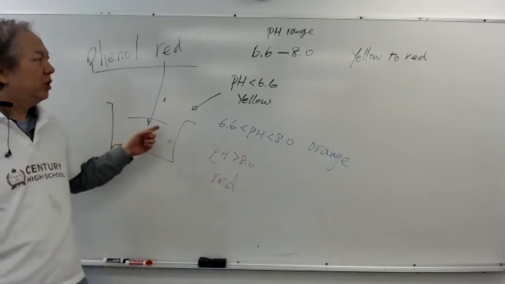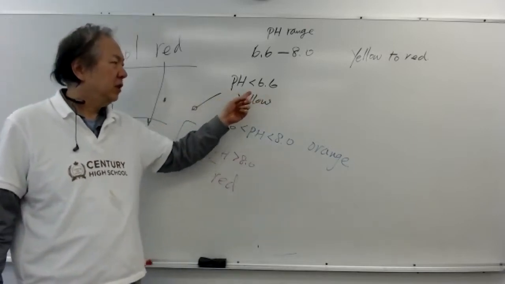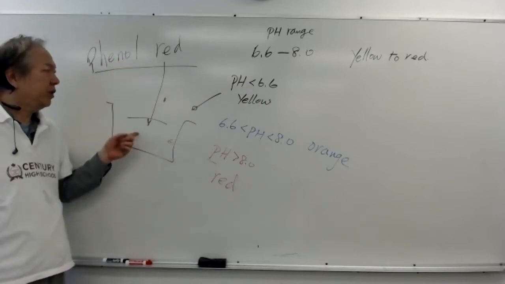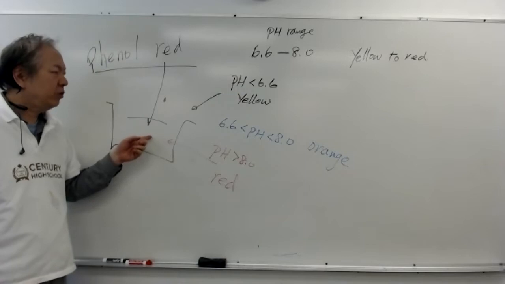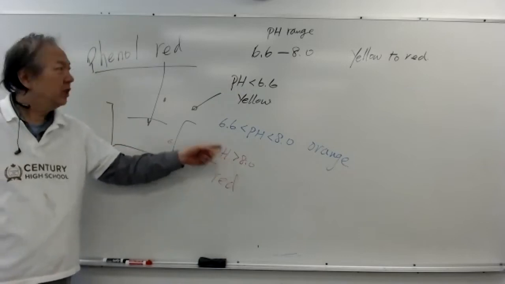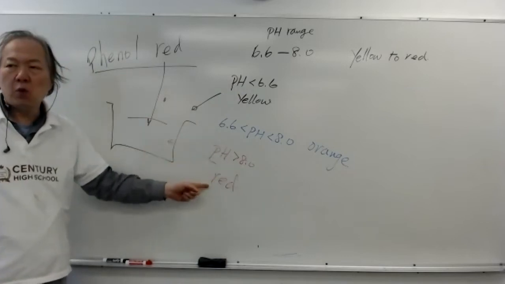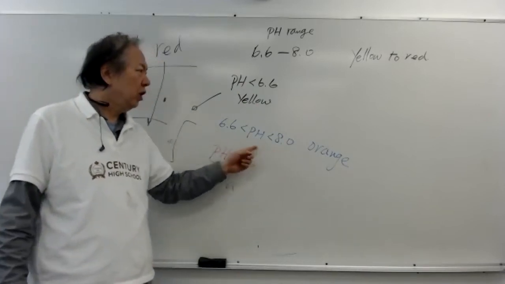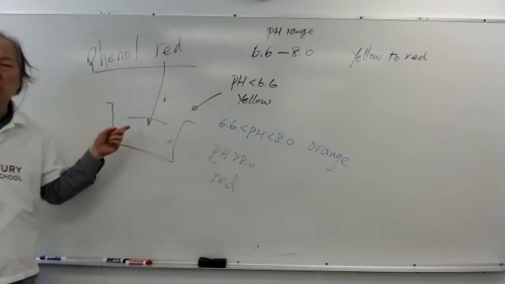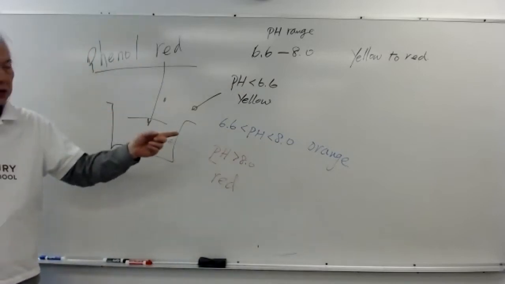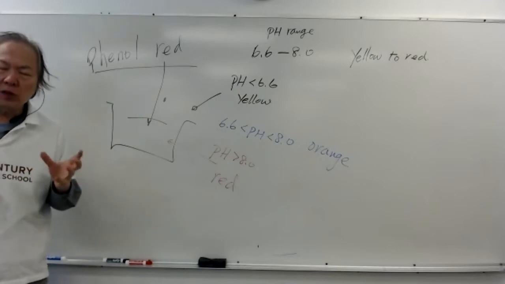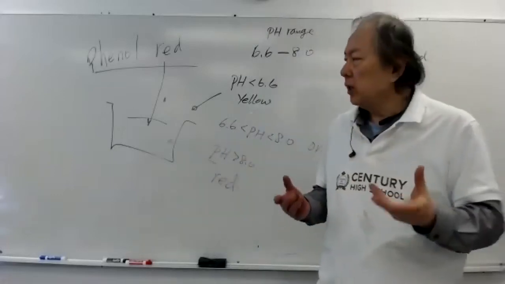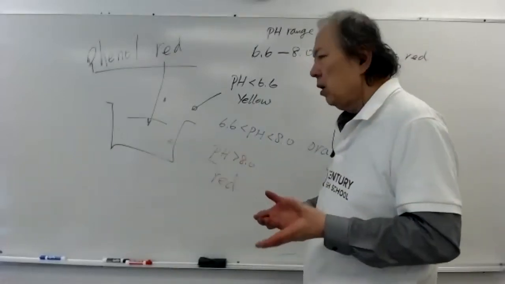If the pH is less than 6.6, this one will keep the yellow color. If the pH here is greater than 8.0, then this one will become the red color. Whenever the pH is between those two, this one will form the orange color. That's the reason why we use the indicator in titration.